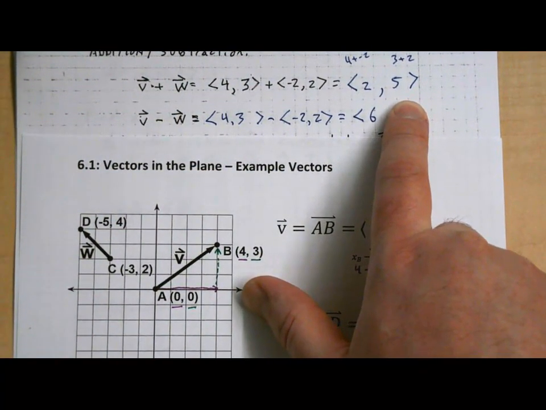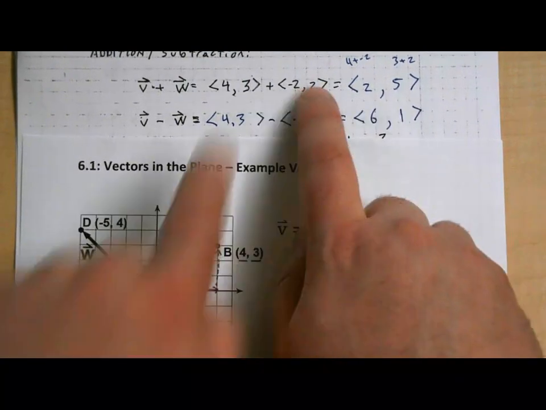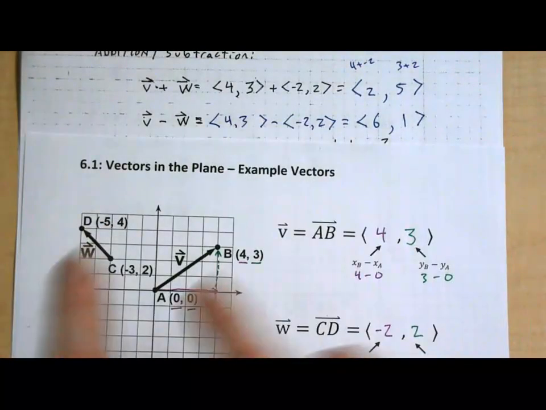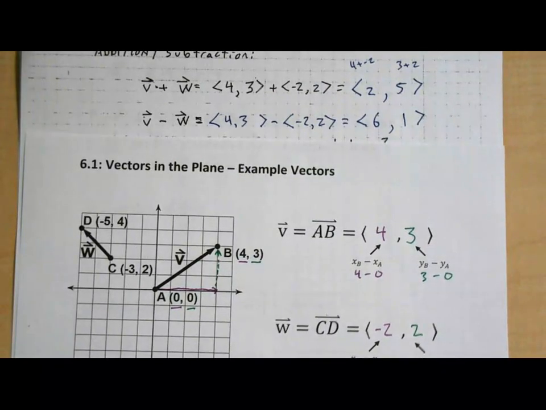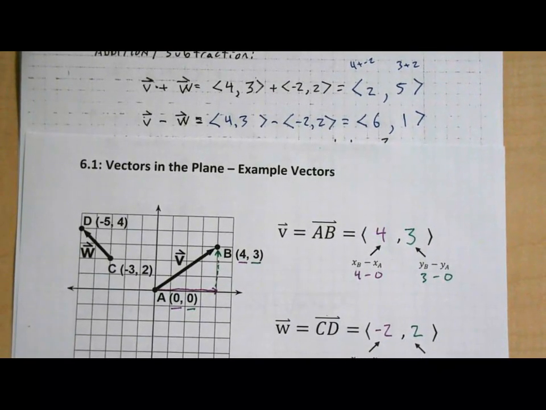If I had done w plus v instead, then these would have just flipped, but I'd still be doing x with x and y with y. So I'd say yes. Vector addition is commutative. What about vector subtraction? Is vector subtraction commutative? It is not. Okay.